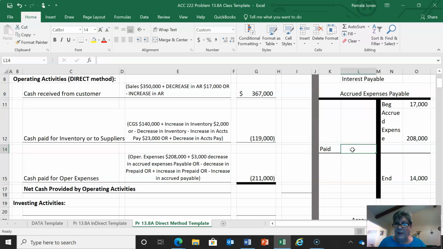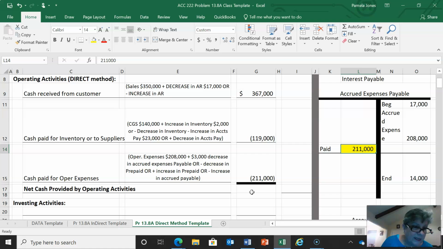So again, let's just do our math here. We got $17,000 beginning plus $208,000 that were accrued expenses. That's $225,000, and then if we subtract the ending balance of $14,000, then once again we paid $211,000, and that is the amount that we want to report on the cash flow statement. And as I said before, if the accrued expenses payable account had increased, then we would have paid less than we expensed, so we would subtract the increase in the accrued expenses payable account.